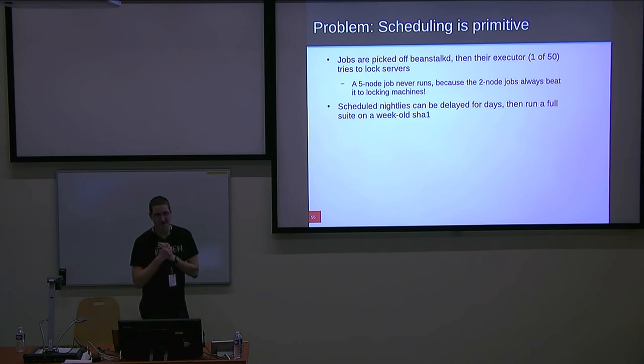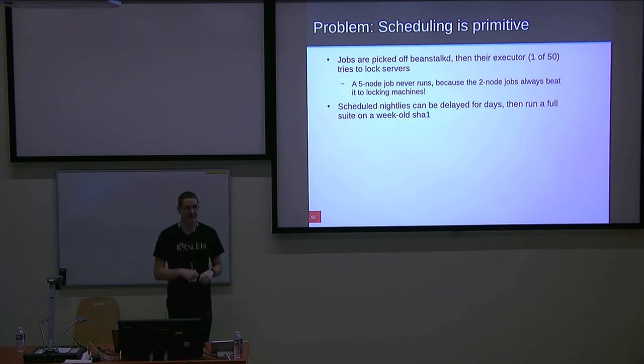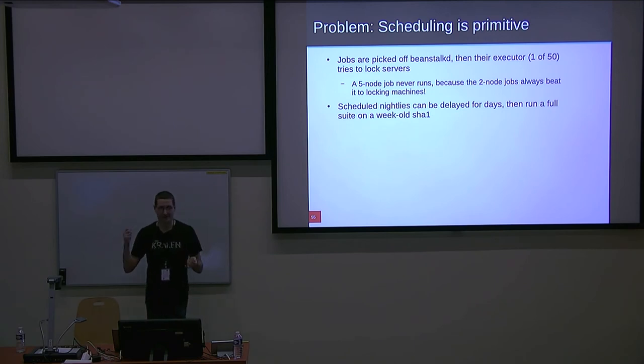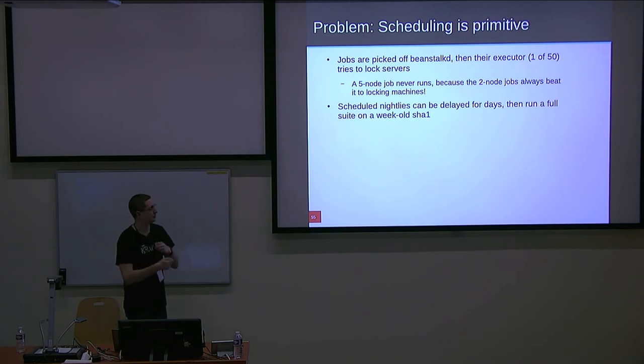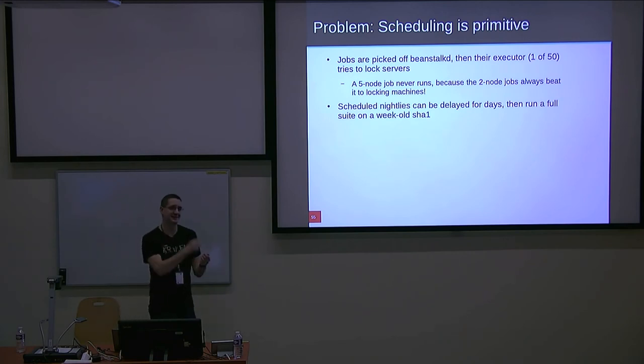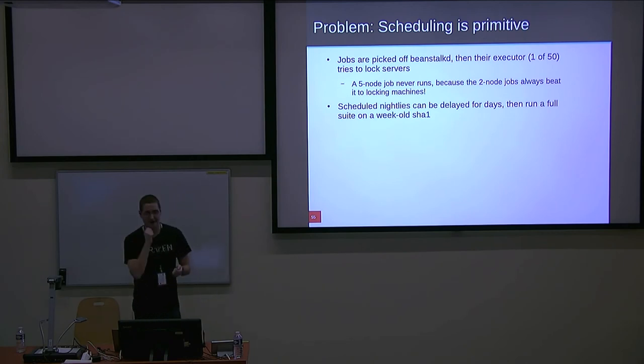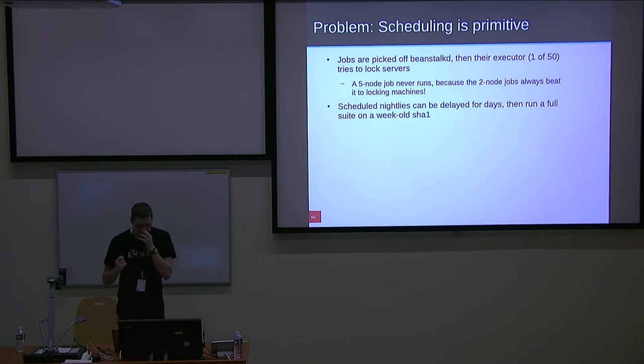More important, scheduling for us is very primitive. Jobs are picked off of Beanstalk, and then one of 50 processes that has locked them tries to lock the servers. So if you have a 5-node job, it never runs because we have a bunch of 2-node jobs that just always say, hey, do you have 2 nodes? And the system says, yes. And then the 5-node job says, do you have 5? And it says, no. And the 2-node jobs always win that race, which means that besides those jobs never running, we can also find out that scheduled nightlies can be delayed and then run on very old code.